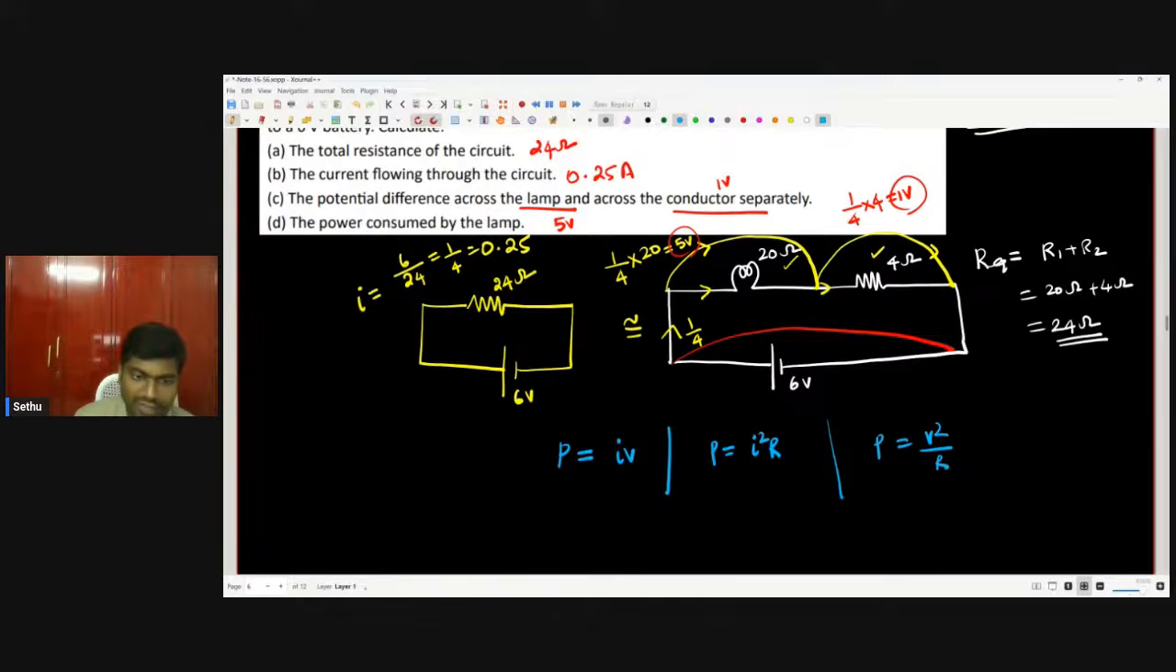Supposing if I and V are given, use power is equal to IV. Supposing if I and R are given, use power is equal to I square R. Supposing if V and R are given, use power is equal to V square by R. Now, supposing if you want to figure out energy.